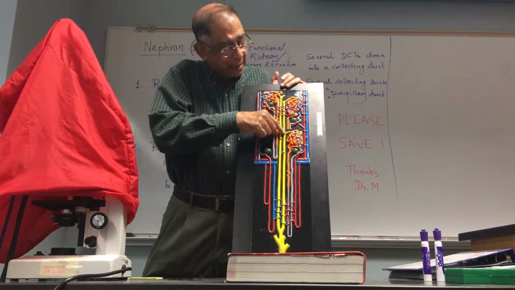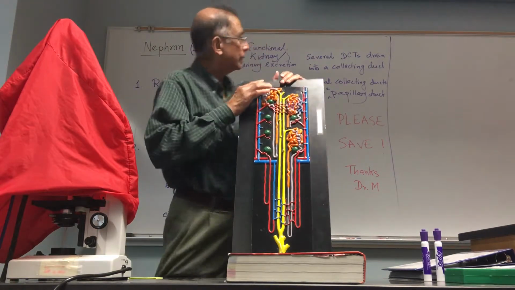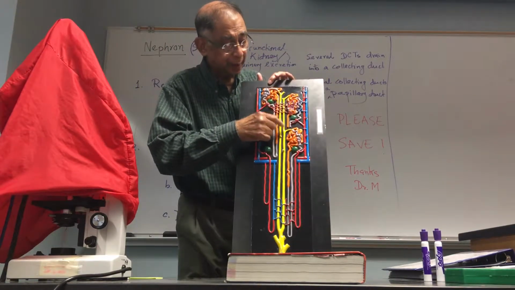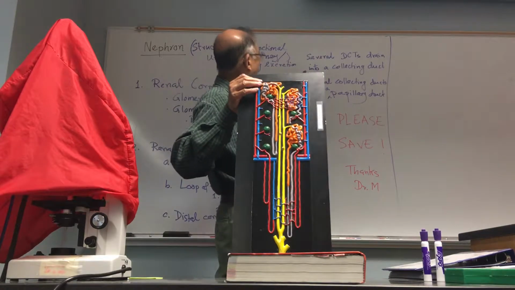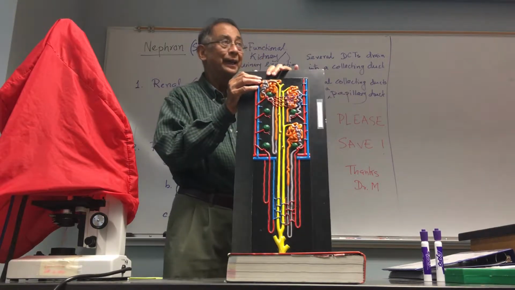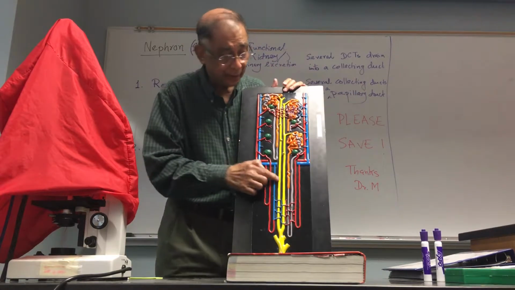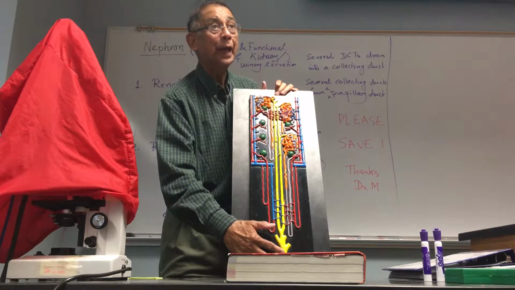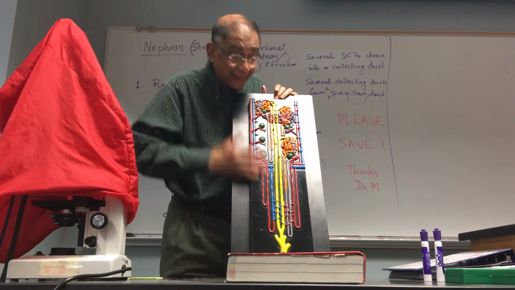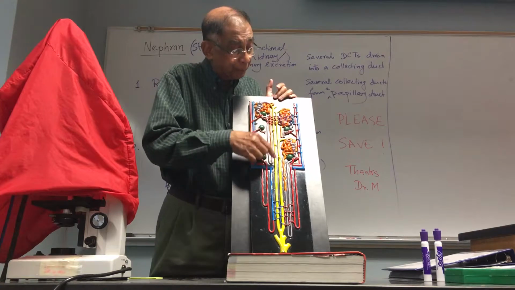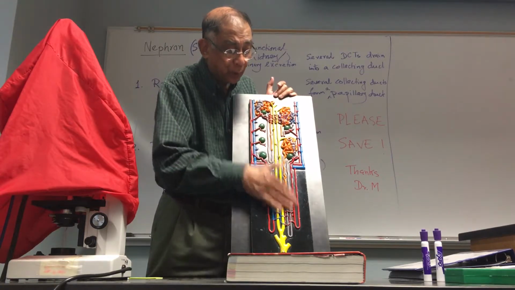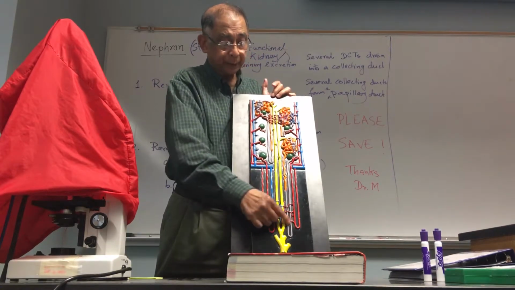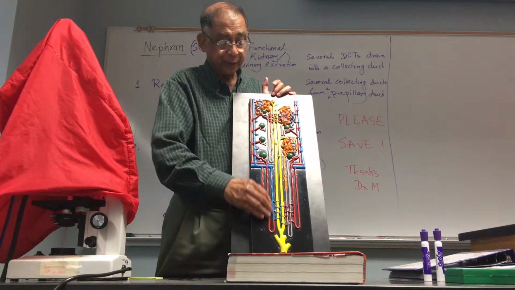And then the distal convoluted tubule drains into the collecting duct. Several distal convoluted tubules, like this one, this one, this one, this one, drain into a collecting duct, and several collecting ducts, like these ones, into the papillary duct. Okay? And you can see that the efferent arteriole also forms the straight blood vessels called vasa recta. This is peritubular capillary, these are peritubular capillaries.